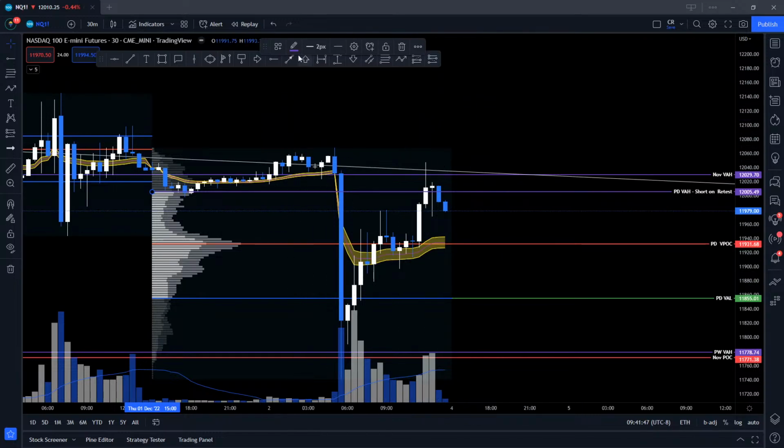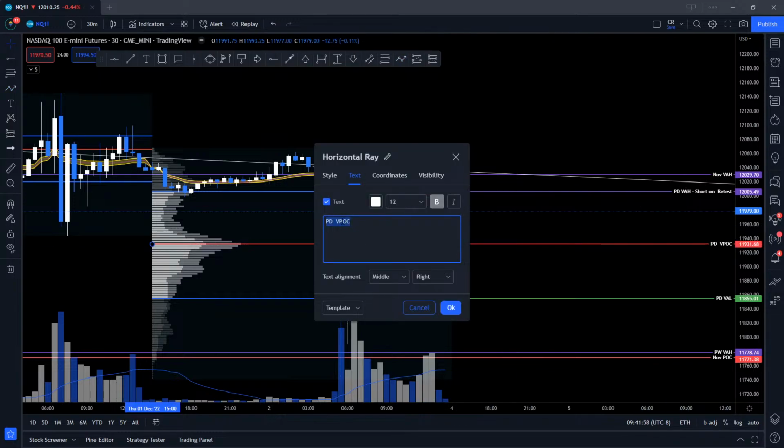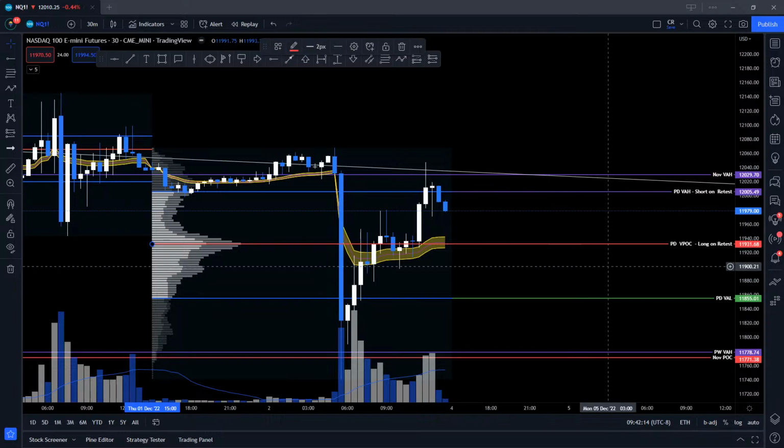Or let's say you want to try to go long at the previous day VPOC. You could type in, long on retest, but I actually wouldn't. I would probably short the retest of the VPOC.